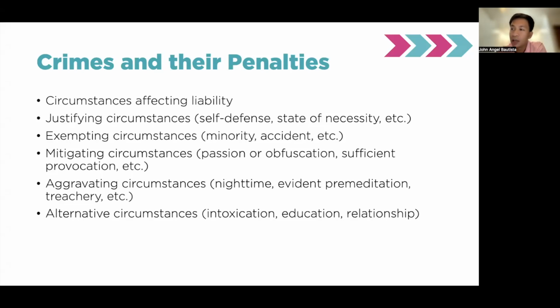Relationship, for example, there are instances that the law parang nire-recognize ng batas na hindi na dapat gawing liable yung isang tao for an offense sa relationship, no, because you are related. Pero in certain cases like parricide, yung relationship matters and it aggravates the offense. Napapataas yung penalty because of that.